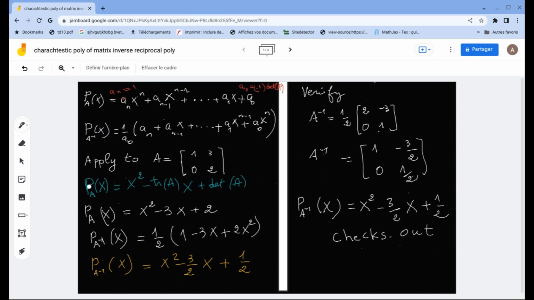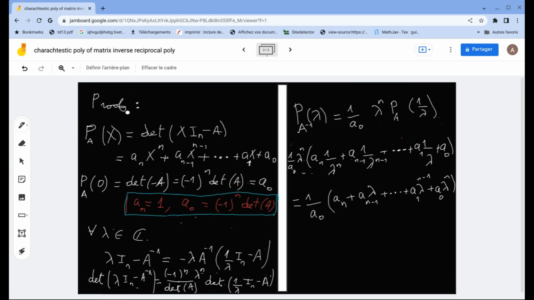So I use again the formula giving the characteristic polynomial. So it is x2 minus trace of A. Trace is 1 plus 1 over 2, which is 3 over 2, and then the determinant of A inverse, 1 times 1 over 2, is 1 over 2. So I find the same result. I calculated the characteristic polynomial using two different ways. So it checks out.